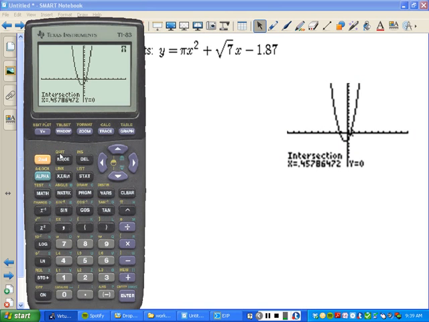What you want to do is hit second calc intersect, first curve, second curve, and instead of pressing enter on the guess, move your cursor closer to this point. It's going to ultimately give you the one that it finds closest to where you put the guess. So if you move it over here, then this one's going to be closest, and it'll find that one.